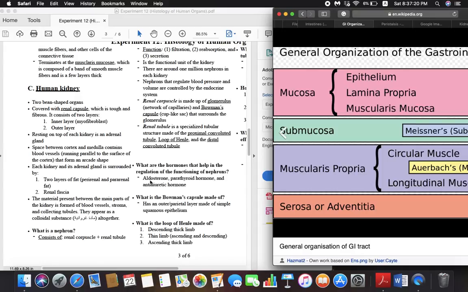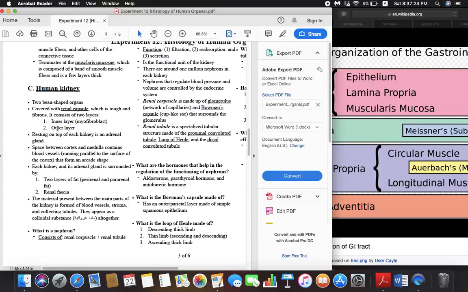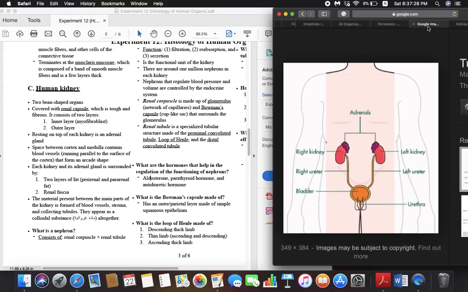After the human digestive system, we have the human kidney. The human kidney consists of two bean-shaped organs, as we can see here, and it's covered with the renal capsule, which is tough and fibrous and consists of two layers. The inner layer is made up of myofibroblast cells, and the outer layer we're going to discuss later. At the top of each kidney, we have adrenal glands.